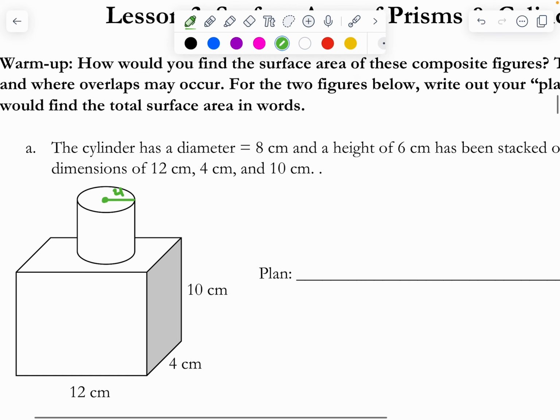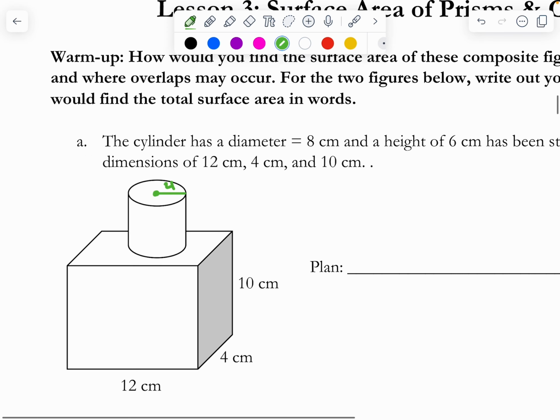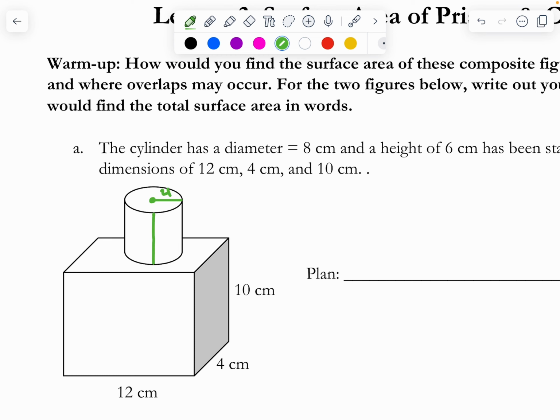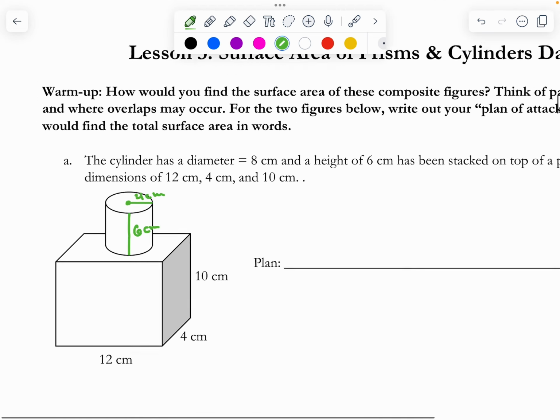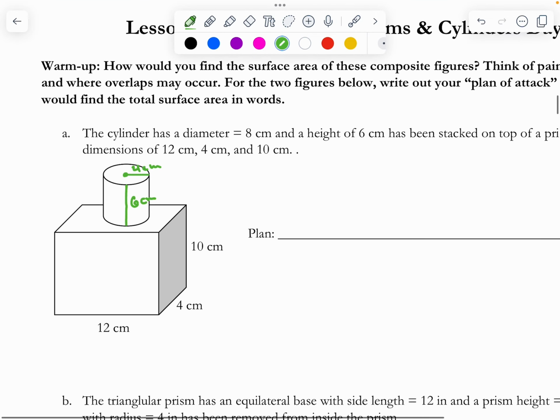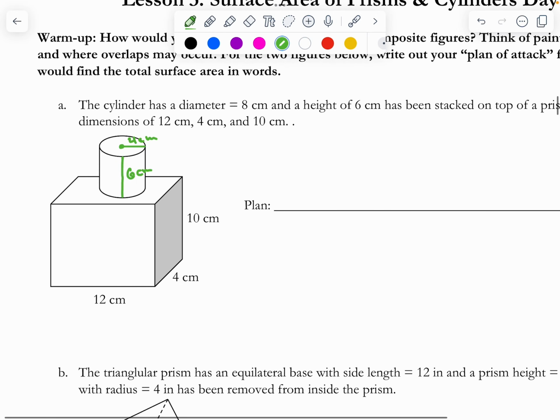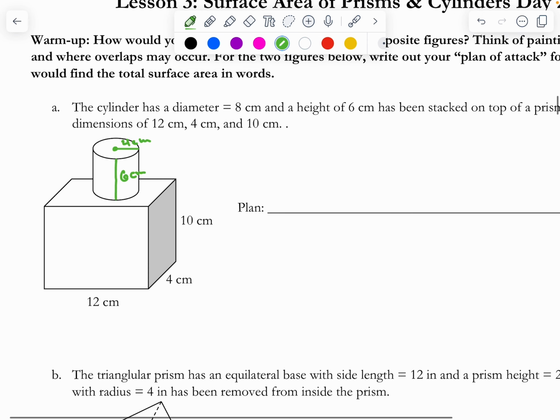The height of that cylinder is going to be 6. So I'm just going to make a little line here. I'm going to say this is 6 centimeters, and has been stacked on top of the prism with dimensions 12 times 4 times 10. Okay, perfect. So how would I find the surface area of this composite figure?